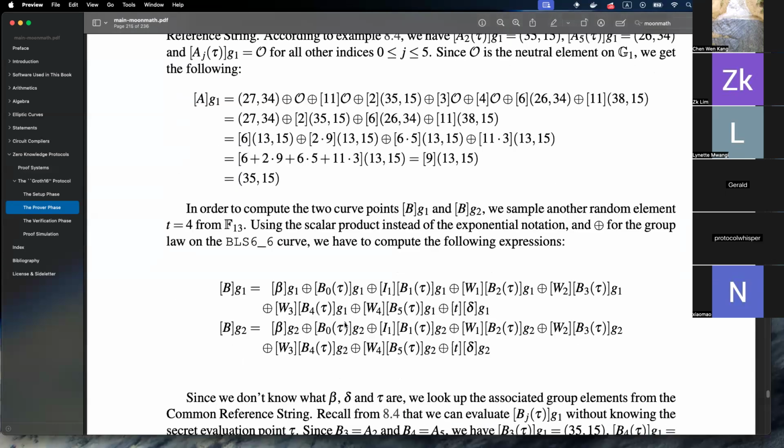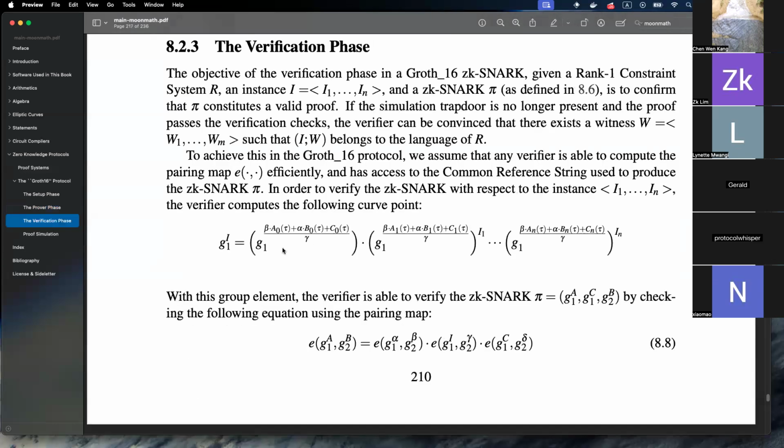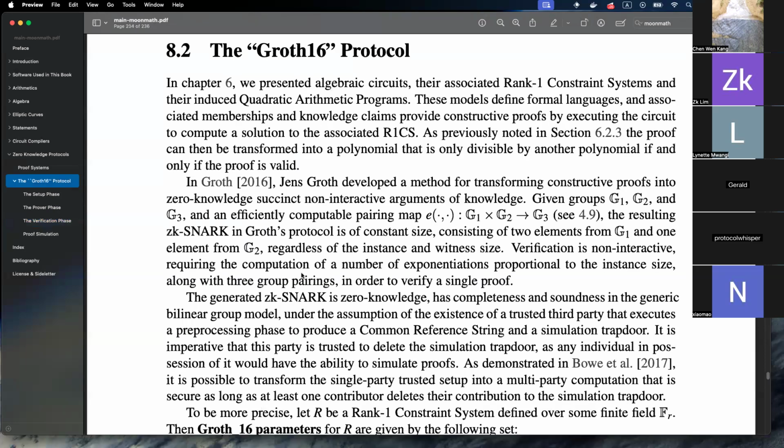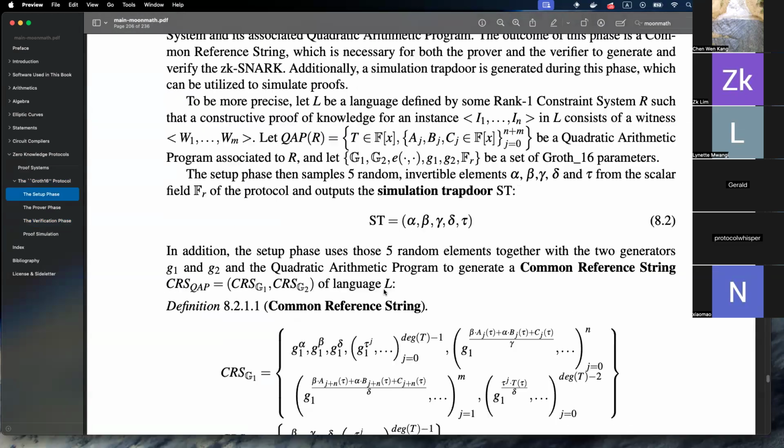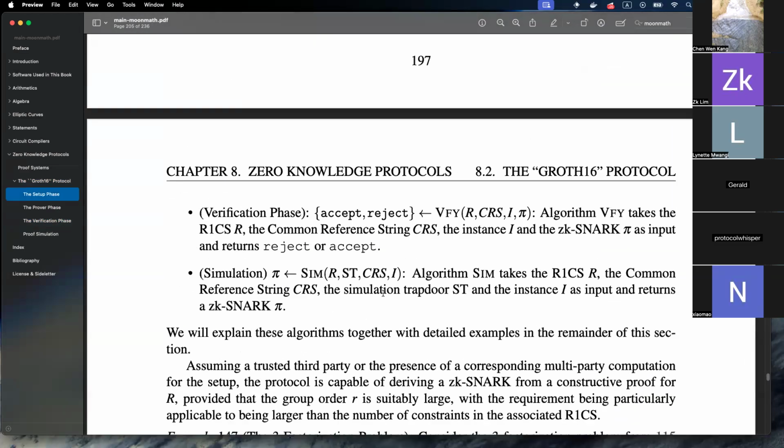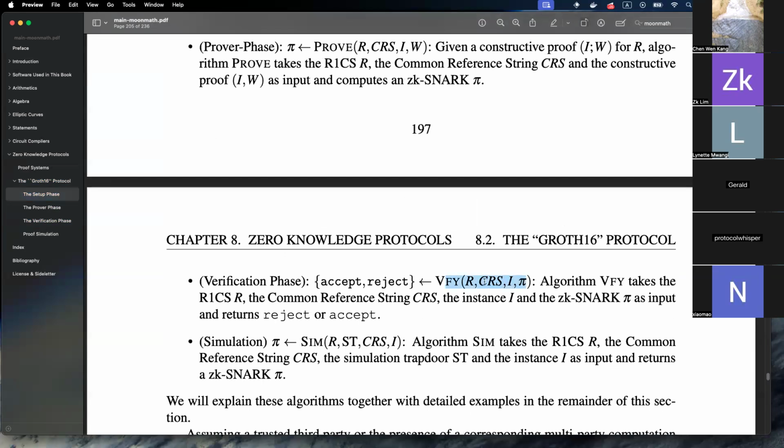Okay, so verification. Recall verification again here. Let's go back to here. For verification, we take in a few things as input. Let me just go here. There you go: R, CRS, I, and pi. The proof, instances, CRS, and R1CS, or the program.